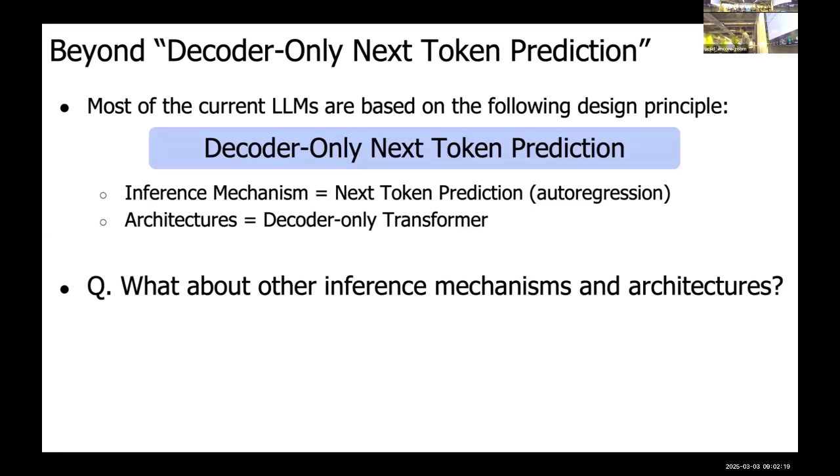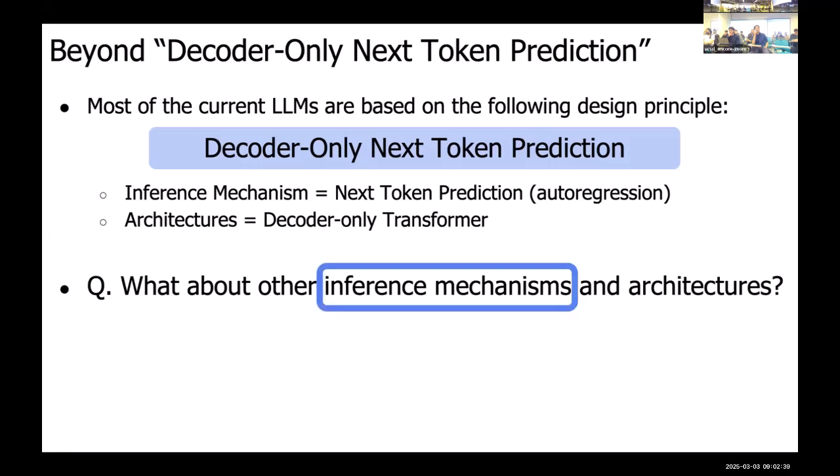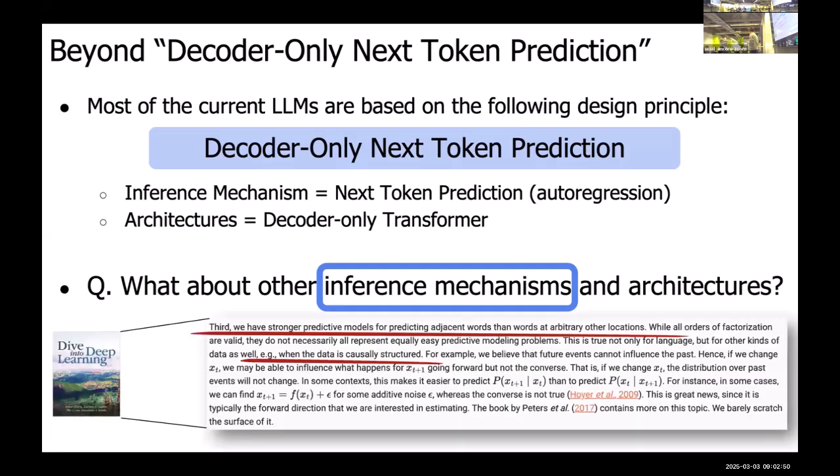Of course, is this the only mechanism for inference and architecture? No, there are many other choices that people are working on, various different approaches. This talk is going to touch upon some theoretical understanding of what other algorithms and other architectures can do instead of decoder-only next-token prediction. The first part will be about inference mechanisms, and the second part will be about architecture. I'll probably talk about the first one for about 20 minutes, and the other one for about 10 to 15 minutes.